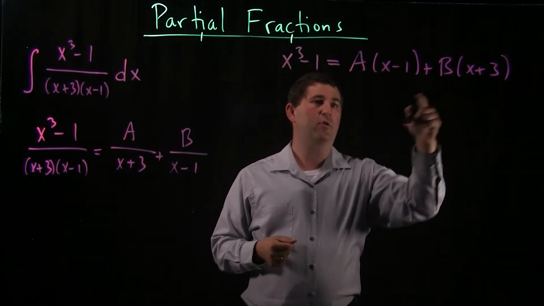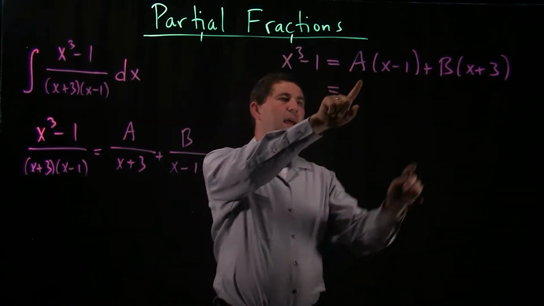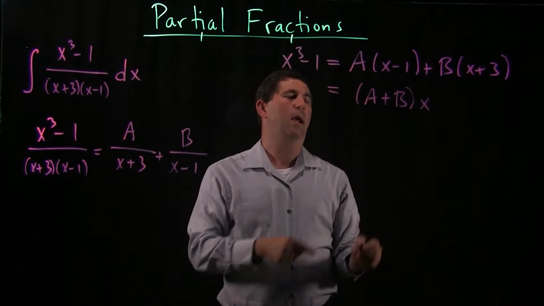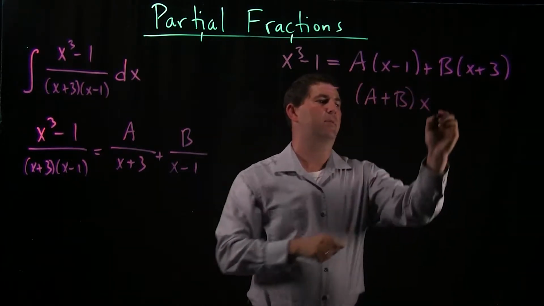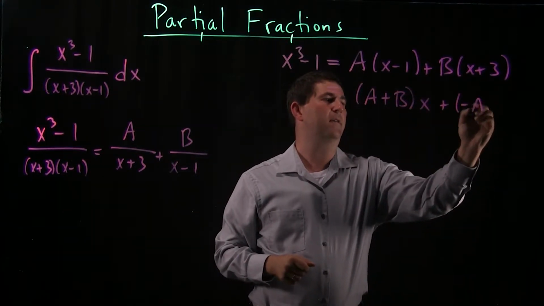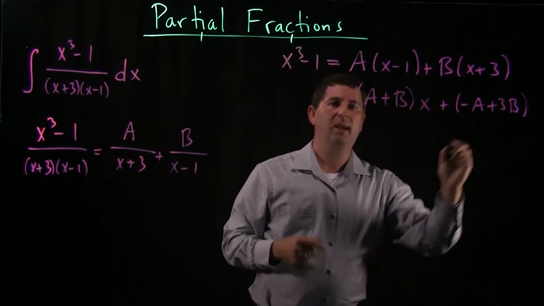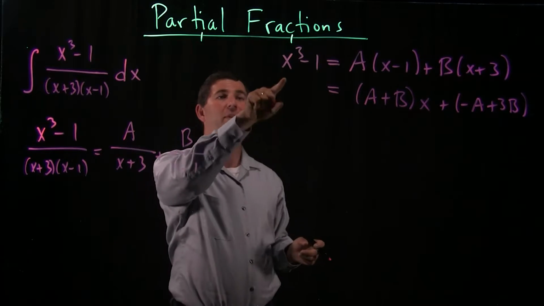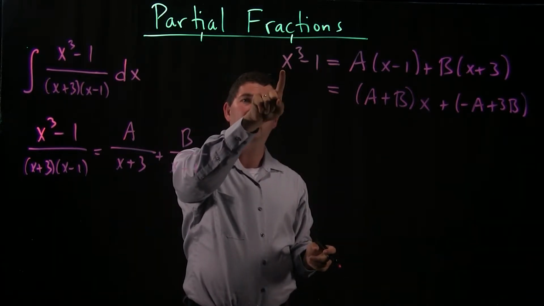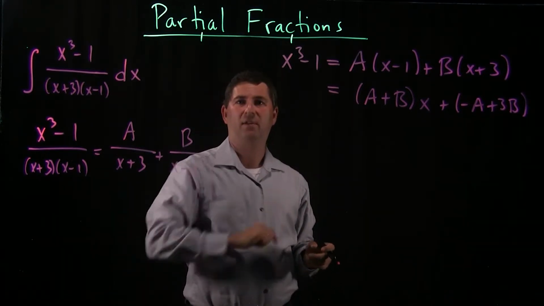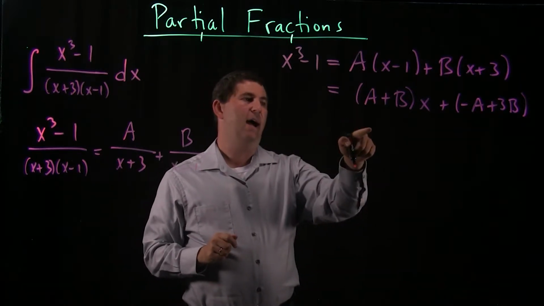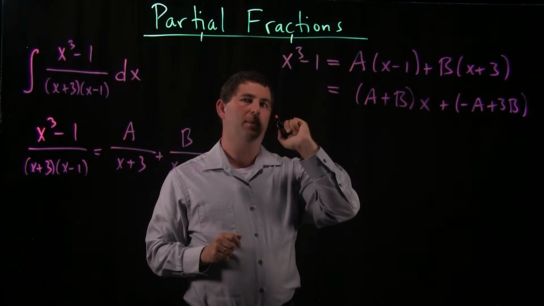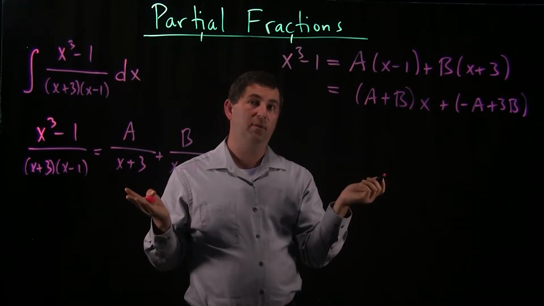Fine. I go to distribute this, and I notice I get (a plus b) x's, and then I have negative a plus 3b. So negative a plus 3b. Next step, I try to equate the coefficients. So let's start with the x cubed. On this side, I have 1x cubed. On this side, I have... that's a problem. There are no x cubes.